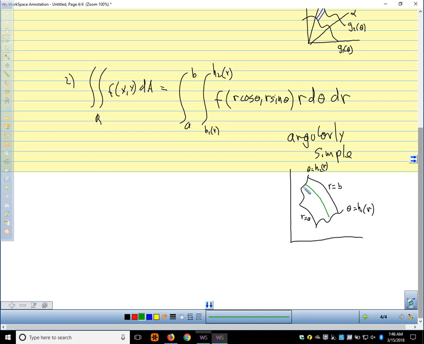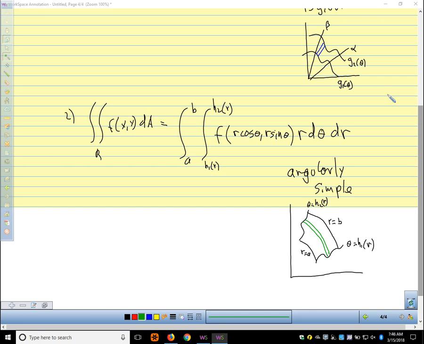Are they rectangles or little arcs? Well, they're polar rectangles. But this first order is much, much more common. Almost exclusively, but I wouldn't go as far as to say exclusively.